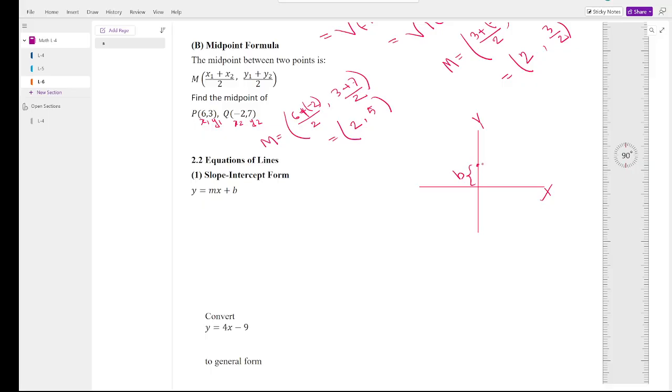It intercepts the y-axis. So when we draw like this, this is m, and from this point to this point is b. So here this m equals the slope. In this format, slope-intercept format, y equal to mx plus b, m is the slope.